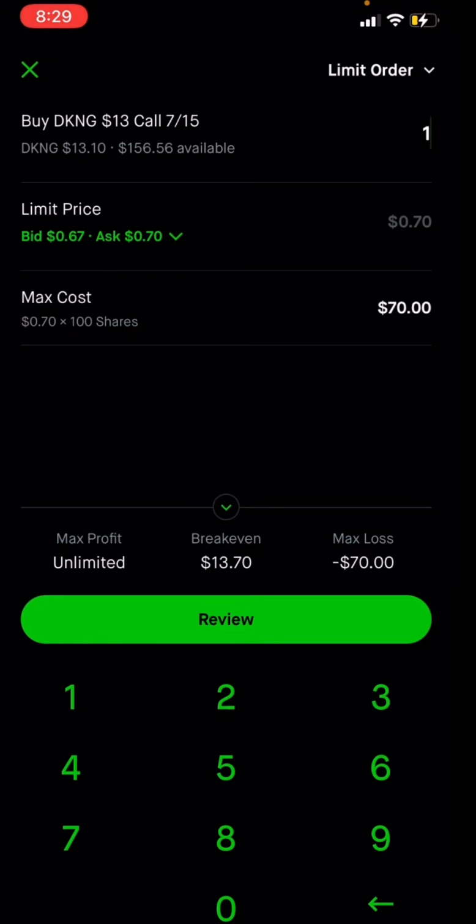So that's why the max profit is unlimited. If this was to shoot up from $13 to 200 bucks, you would have made a couple thousand just like that. So it's that simple, guys.